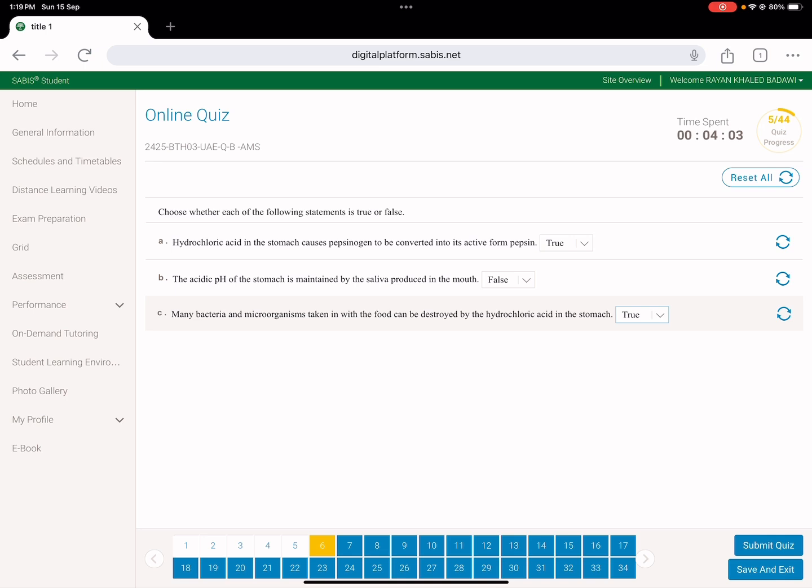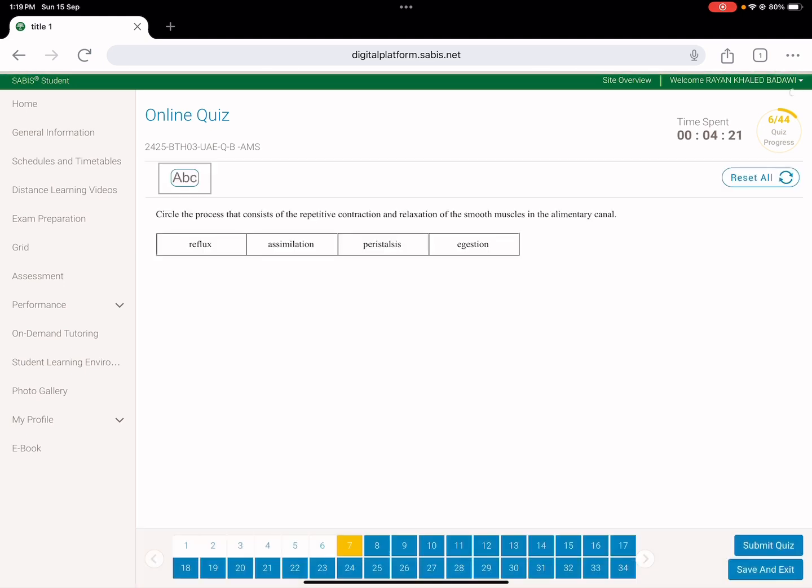And just a reminder, hydrochloric acid has two main functions. It allows the stomach to have an acidic pH, which activates pepsinogen into pepsin. That's one of the functions. The other function is it kills any bacteria and microorganisms taken in with the food. Circle the process that consists of the repetitive contraction and relaxation. Directly, whenever you see repetitive contraction and relaxation, it's going to be peristalsis.